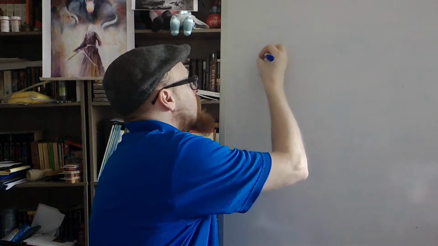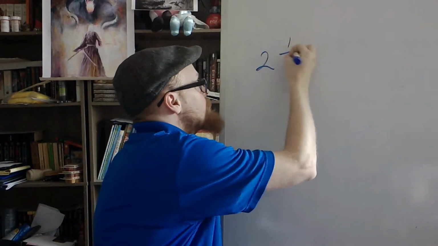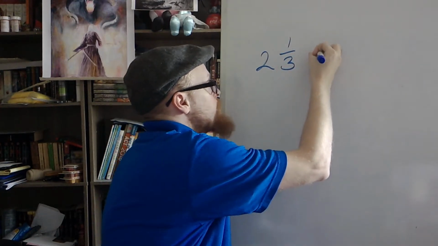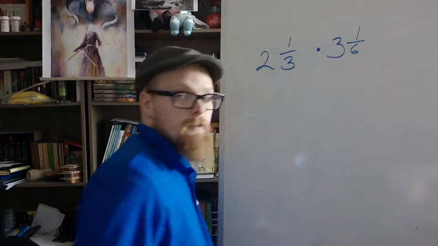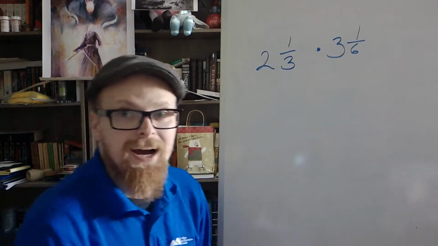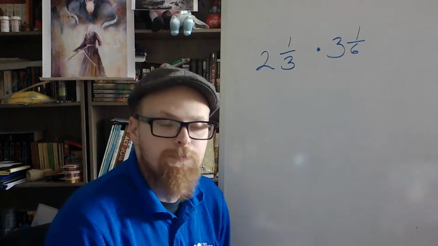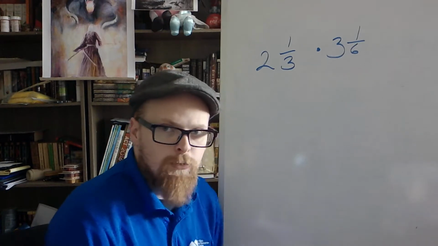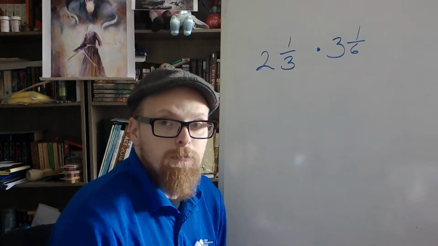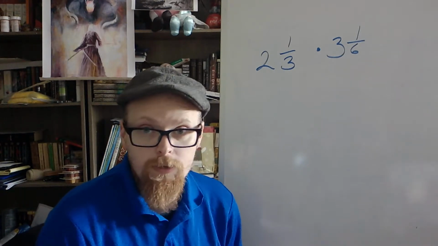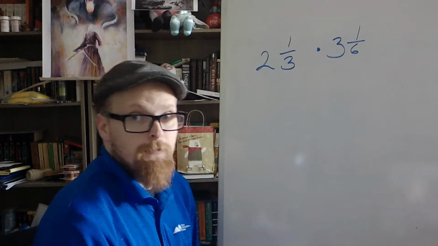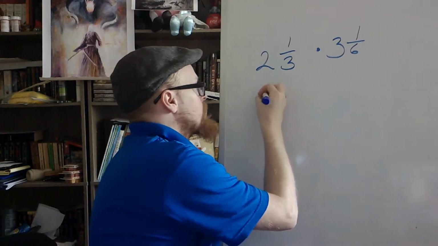Application of mixed numbers. So again, let's say we have our mixed numbers, and we have a multiplication sign. Okay, so I've got 2 1/3 times 3 1/6. You could separate these. You can say 2 times 3, 2 times 1/6, 1/3 times 3, 1/3 times 1/6. Okay, so you could do this.